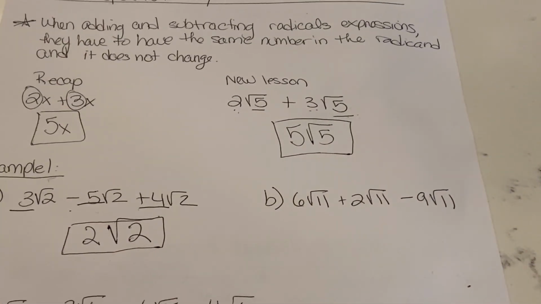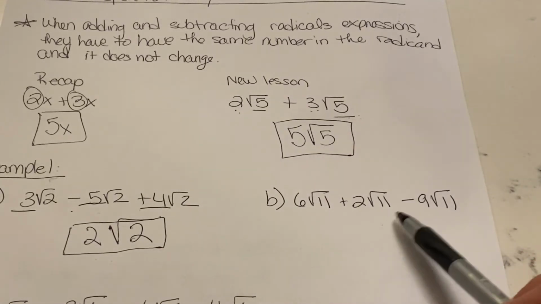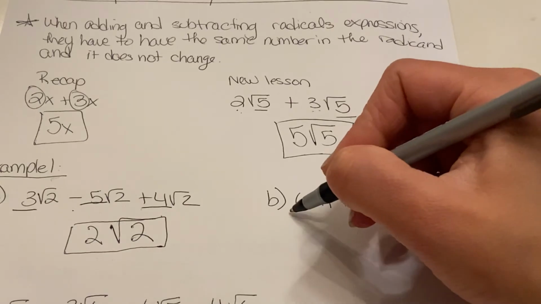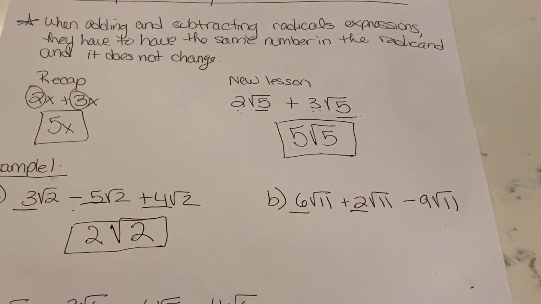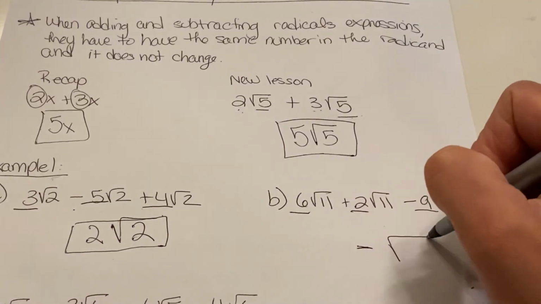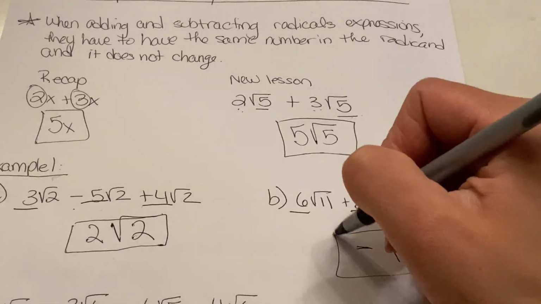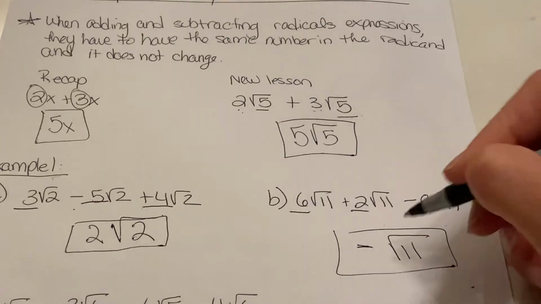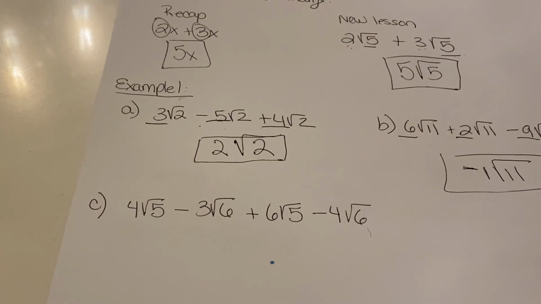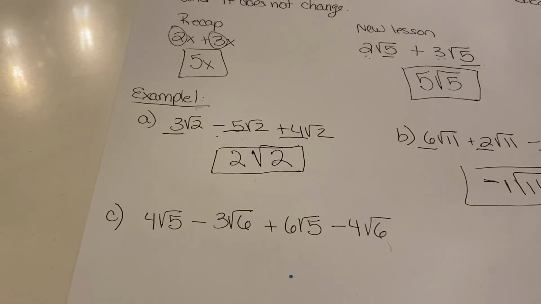Let's do the next one. Look how all three terms have a radical 11. So I'm going to combine 6 plus 2, which is 8, minus 9 gives me a negative 1, radical 11 as my final answer. You don't need to put the 1, but if you want to, you can. So your final answer is negative 1 radical 11. One more, and then we do a more challenging one.